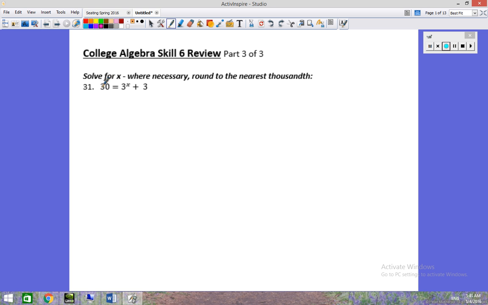On the left-hand side, we have a single term, 30. On the right-hand side, we have two terms. Terms are separated by addition or subtraction. So we need to get the term that has our variable by itself. Our first term on the right-hand side contains our variable x, and we want to get that term by itself. So we subtract 3 from both sides. 30 minus 3 is 27, and 3 minus 3 is 0.